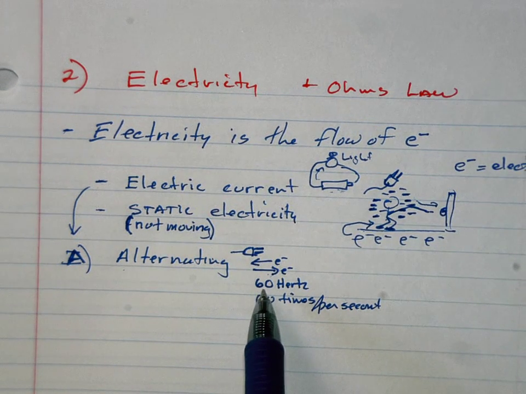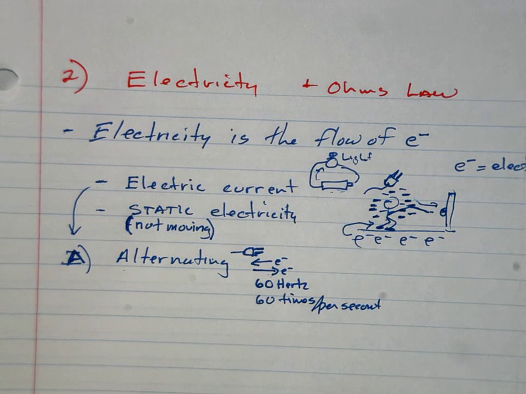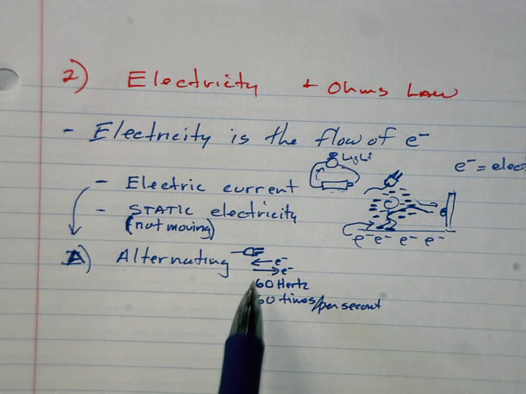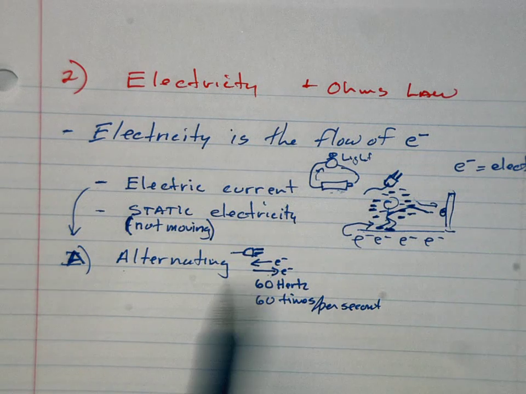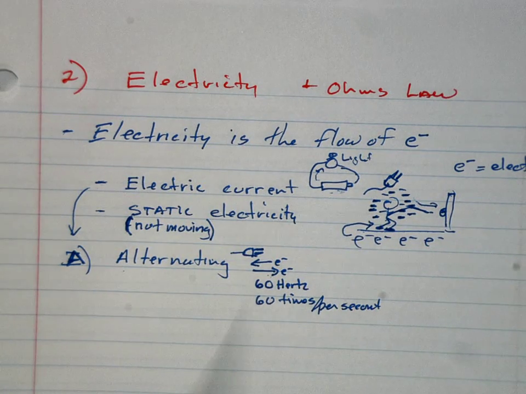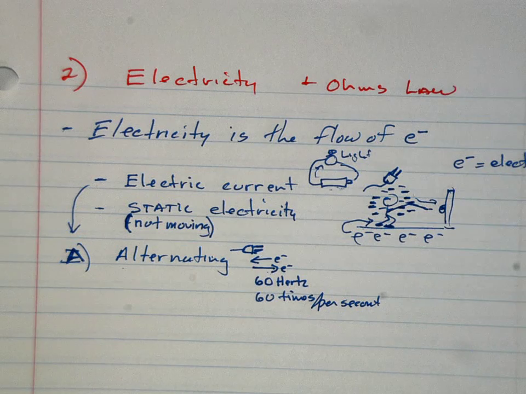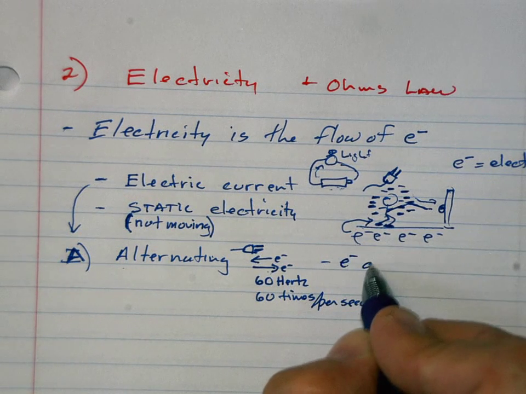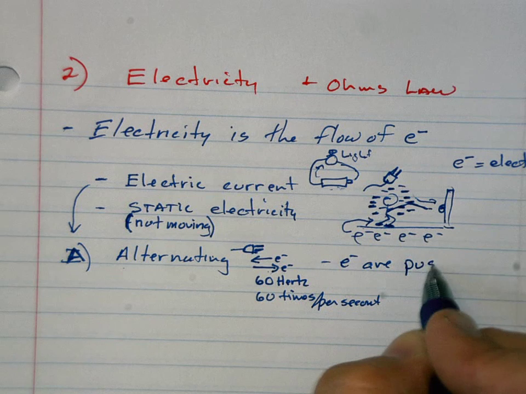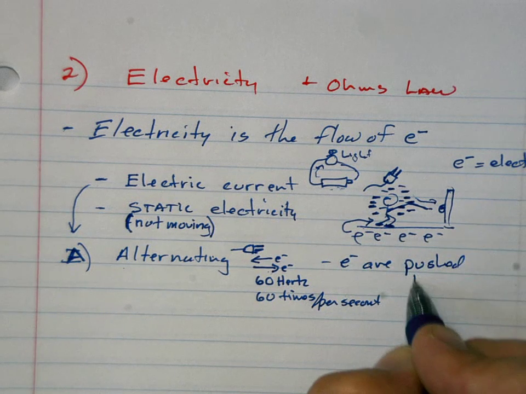If you're trying to power a city, they started with DC systems, direct current systems in cities, and they were very difficult because the lights wouldn't work well. When they did alternating, it worked. But I want to get these notes, and I'm recording here, so let me get that. So this is electrons are pushed back and forth.